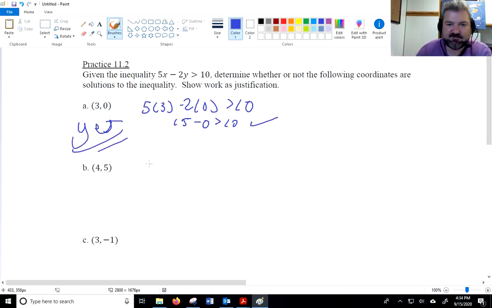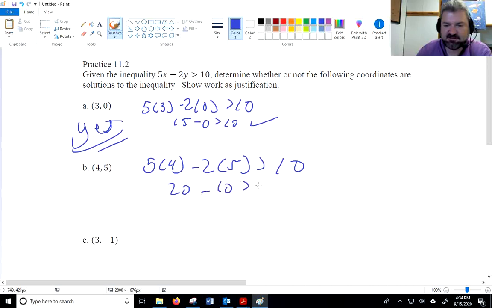What about 4 comma 5? That's 5 times 4 minus 2 times 5. Is that greater than 10? That's 20 minus 10. That's not greater than 10. It's equal to 10, but it's not greater than 10. So, no. What about 3, negative 1?